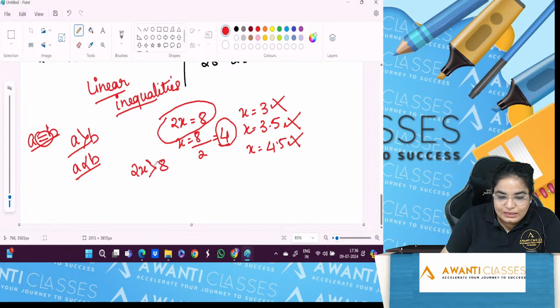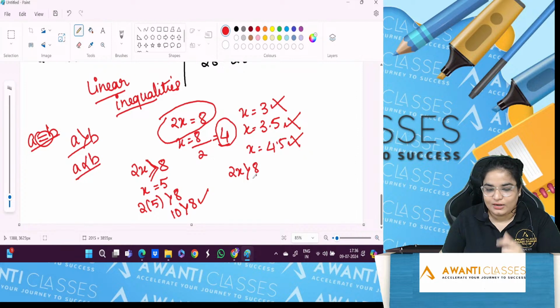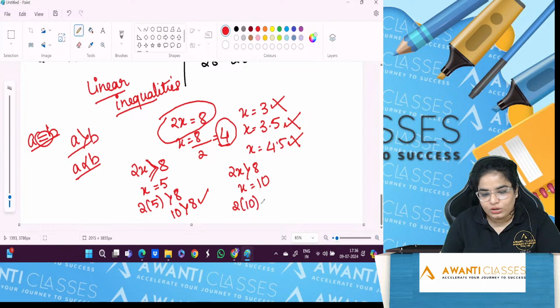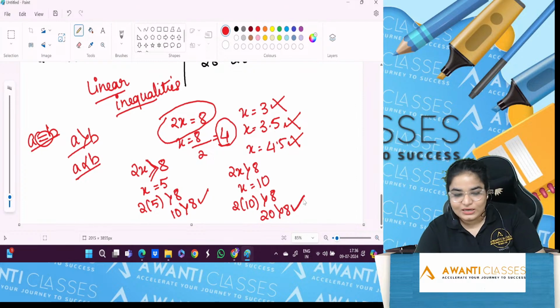It has to be greater. And if I take x as 5, will it work? 2 into 5 is greater than 8. 10 is greater than 8. It is true. But now if I take 2x is greater than 8, if I now take x as 10, will this work? Yes. Why? 2 into 10 is greater than 8. 20 is greater than 8. This is also satisfactory. Are you understanding?